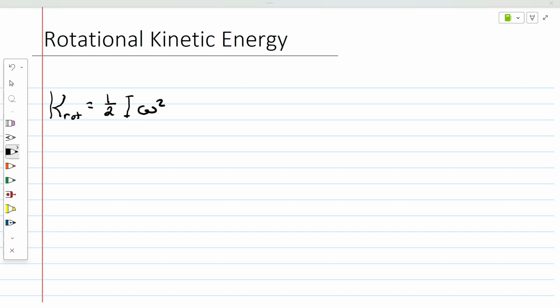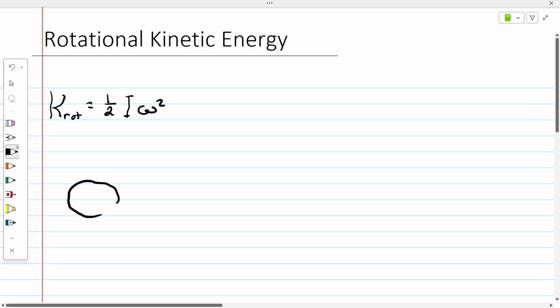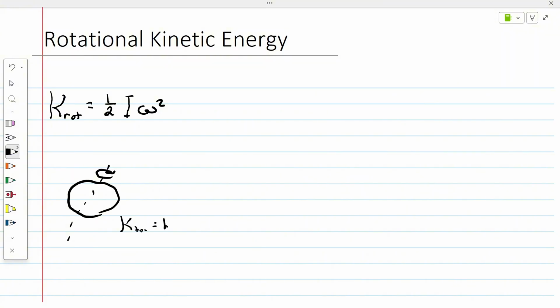Hello everyone, in this video we're going to discuss the kinetic energy related to rotational motion. So if we have an object, let's say a sphere, rotating around some axis and not moving linearly, then the total kinetic energy is just this rotational energy. We can think of every little particle, every little atom in this ball, as rotating, so it has some linear velocity. When we sum up all of these individual linear velocities, we can describe the kinetic energy in terms of this equation.